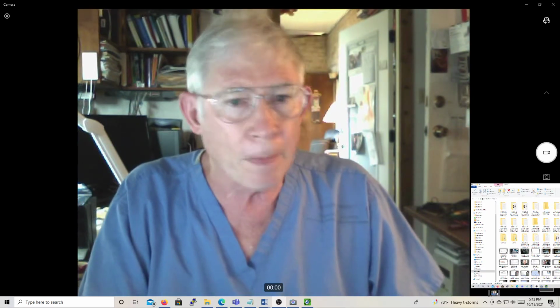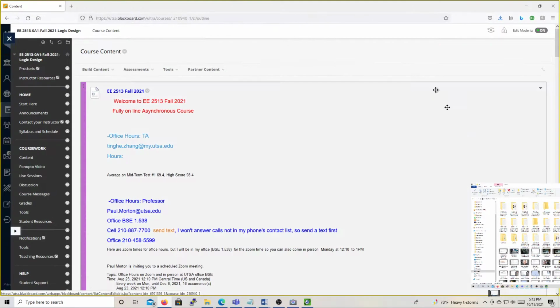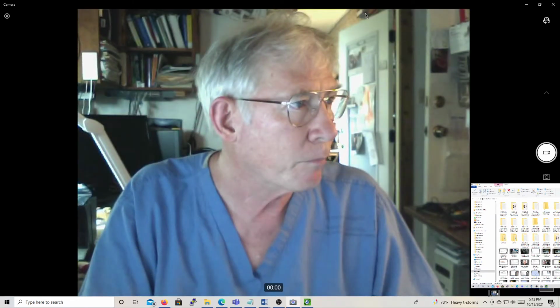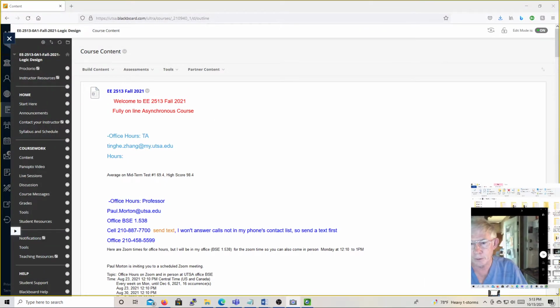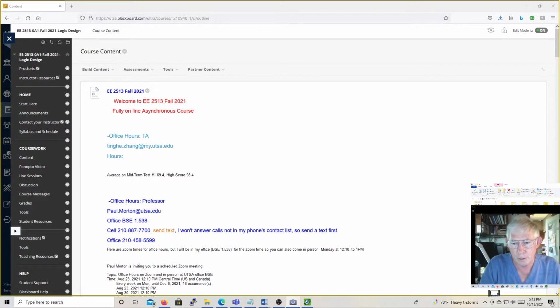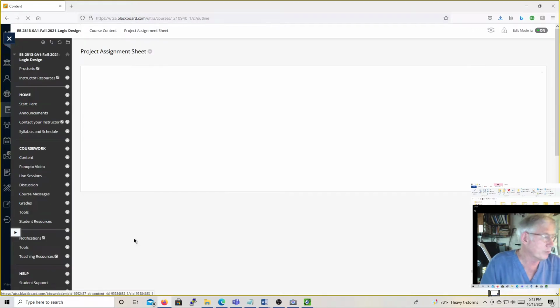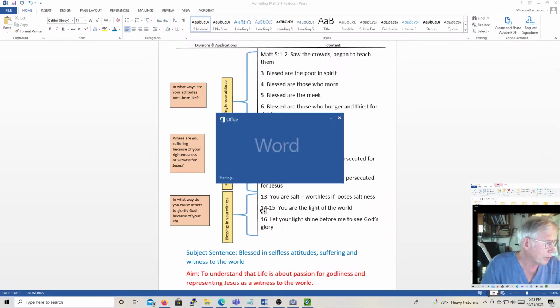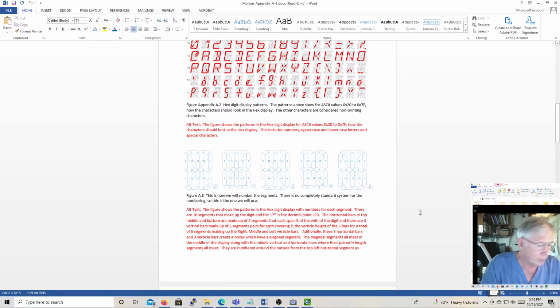The first thing, let me just go online, and here's course content. Here's the website, the assignment sheet, which hopefully you've seen, and that's where your assignment is. If we open it in Word, one of the things I did was put this template on here for you. I expanded it, printed it out, put it in landscape view, and let me show you what that looks like.